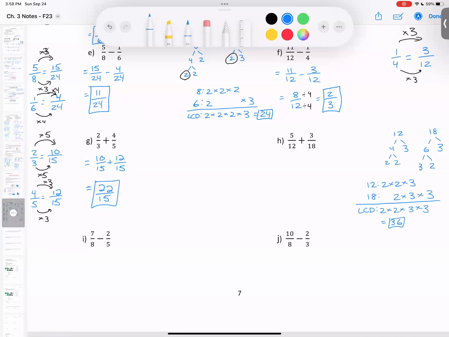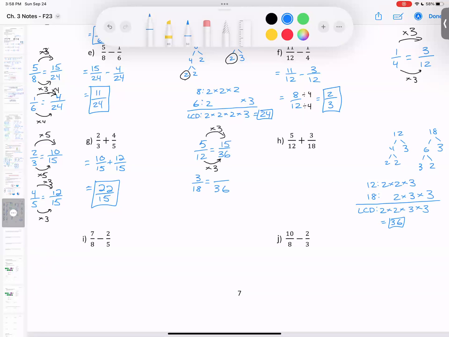Okay, so I'm going to write 5 over 12 as some number over 36, and 3 over 18 as some number over 36. So to get from 12 to 36, what did we multiply by? Well, if you're not sure, remember you can look on your multiplication chart. You can also do 36 divided by 12, and you'll find you get an answer of 3. So we had to multiply by 3 here. So 5 times 3 gives us 15.